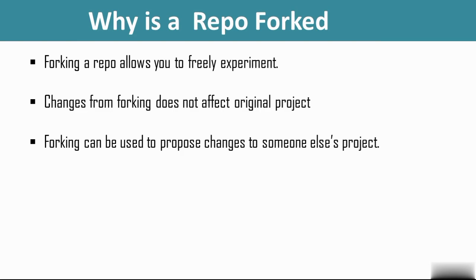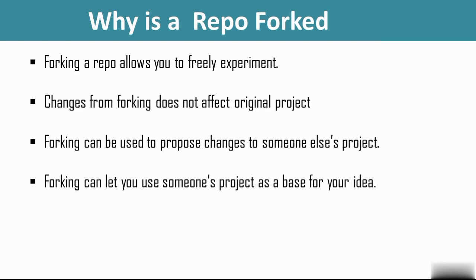If you have an idea, by forking a repo, you can use that project as a base for your own idea. Forking a repo can be used to propose bug fixes. So if you find bugs in someone's project, you can fork the repo and make the fix, and then you can submit a pull request to the project owner. If the project owner likes your work, they might pull your fix into the original repository.